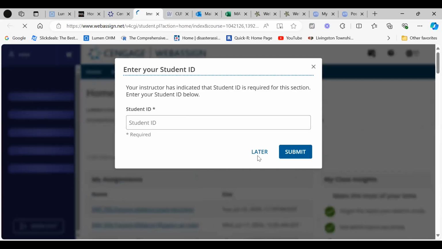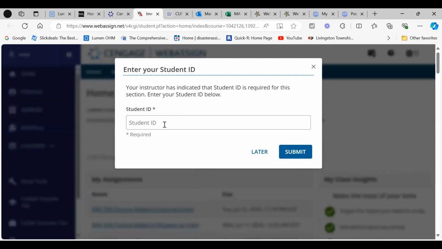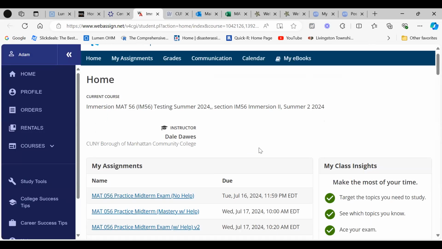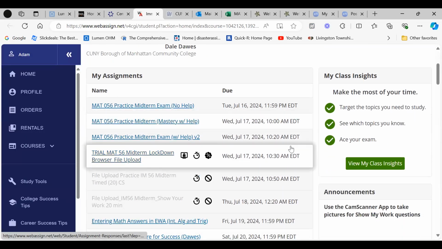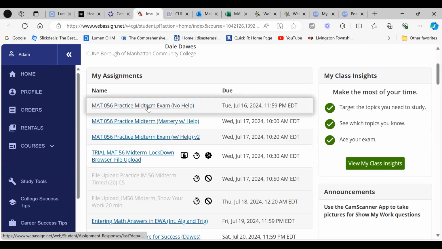Then we're gonna go over one of the versions, which is the first version. For the student ID, you can put in your CUNY First ID number, or you can skip it by clicking on later. Okay, so this is the one, the first one, practice midterm exam, no help. That's for today. So click on that, and let's start working on this.